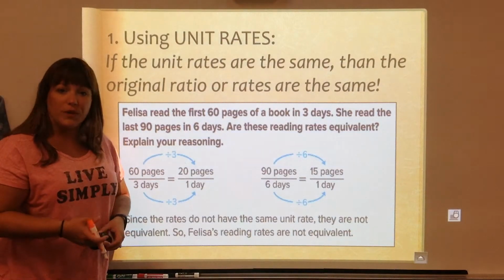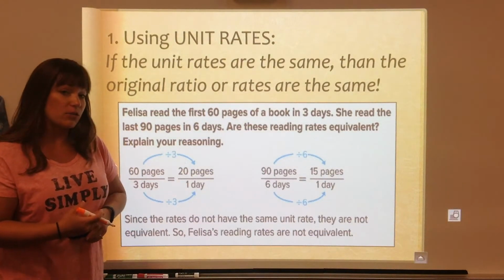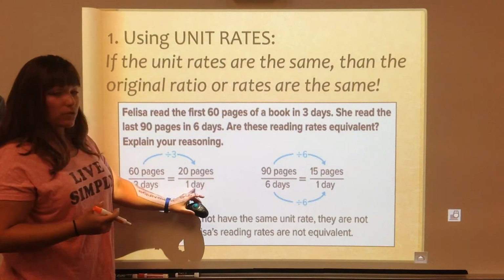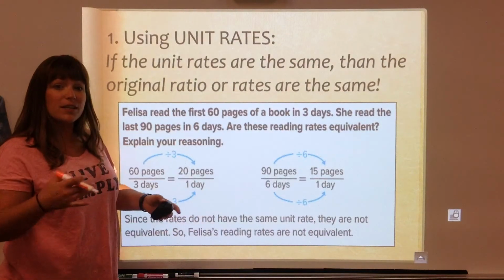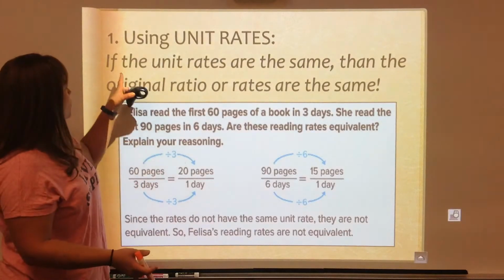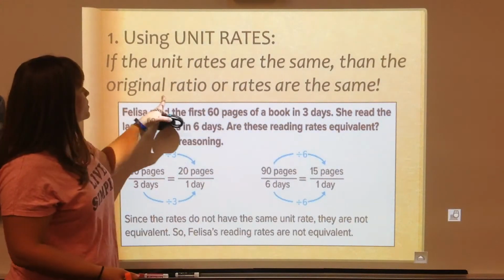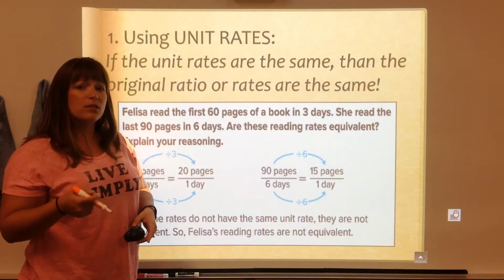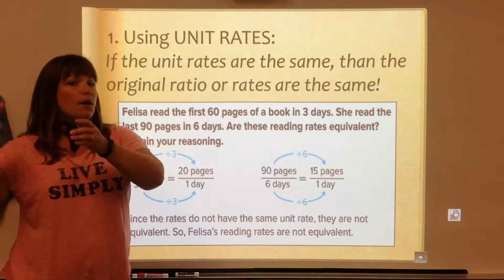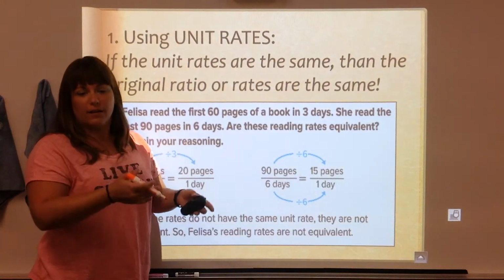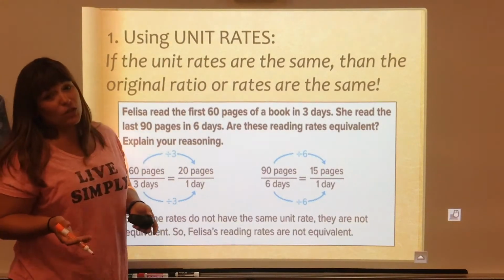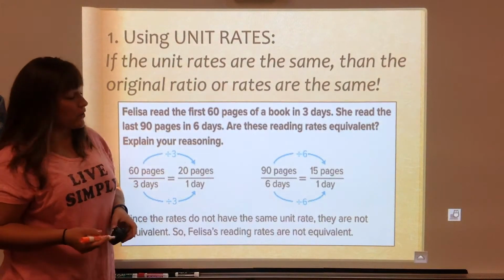So when you're using unit rates to find if ratios are equivalent, you're going to basically find the unit rates of both, and if the unit rate is the same, that means the original rate is also the same. So if the unit rates are the same, then the original ratio or rates are the same. That's literally what we can write when we're asked to explain our reasoning. Since I found the unit rate, and those are the same, therefore the original rates are the same. It's going to be kind of a cookie cutter way of explaining ourselves in this lesson.